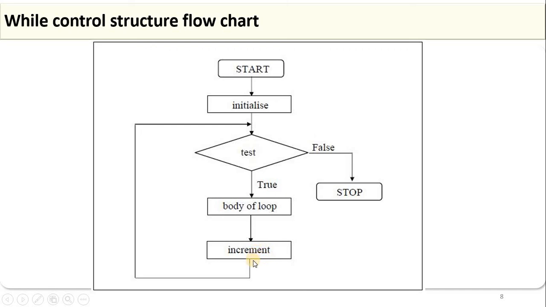So once you increment, it will once again go back and test the condition. If the condition is true, once again it will enter the body of the while loop and increment again. This loop executes multiple times. Once the test becomes false, the control flow will go out of the while loop. This is how the while block executes.